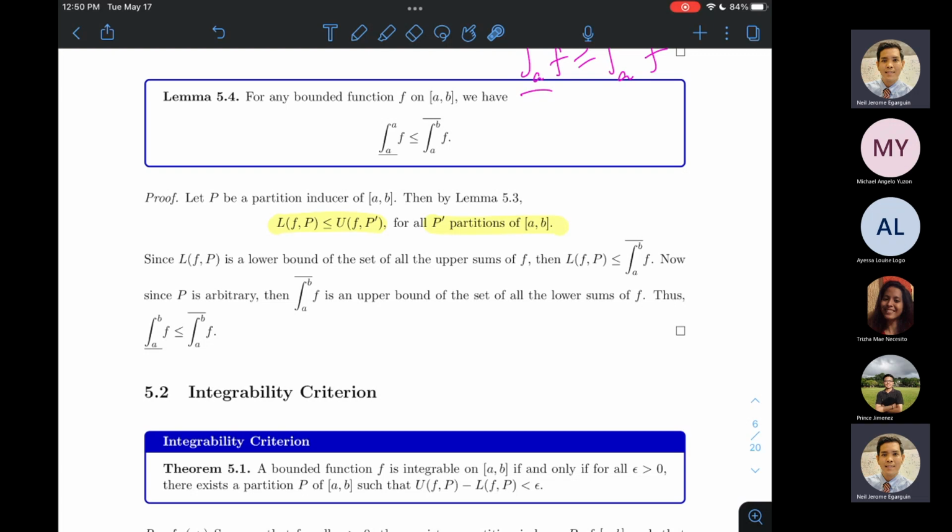Saktong-sakto, one section down. So at this rate, I think we're gonna finish the unit in 3 more meetings. So kaya sabi ko siguro pwede na ako maglabas ng problem set over the weekend. Okay? Tapos ang deadline naman niya ay June 9. So para meron kayong 2 or 3 weeks para tapusin siya. Okay?